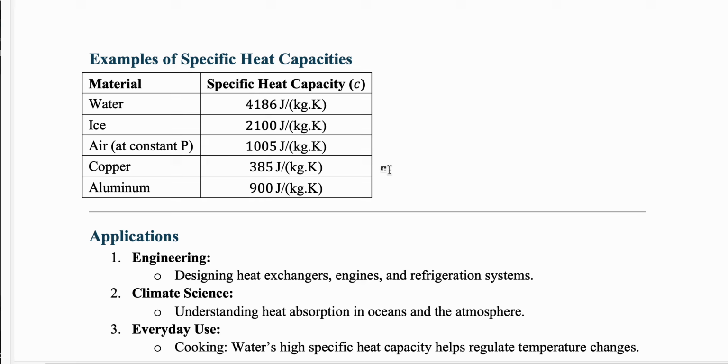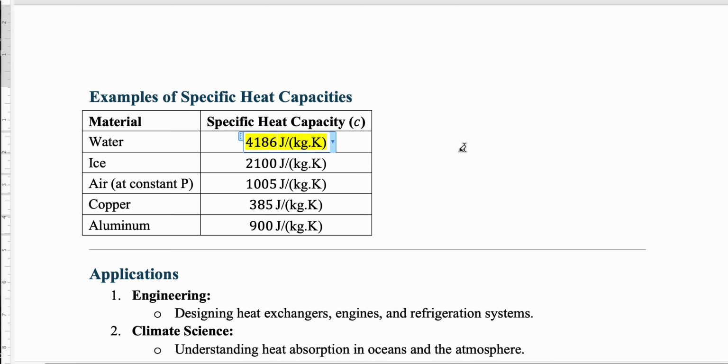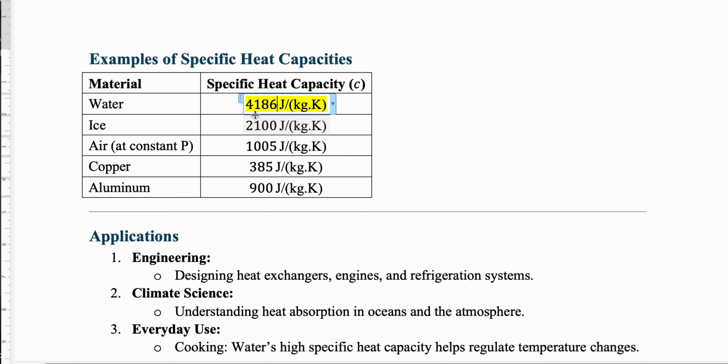These are some values. Sometimes you'll be given numerical problems, and in numericals this will most of the time be provided, but some of the values we should remember. At least for water, it is 4186 joule per kg Kelvin. You can convert it to calories and so on, but this is what you should remember: 4186 in SI units, joule per kg Kelvin. You can see that this is the value of specific heat and not heat capacity, because heat capacity depends on mass. Specific heat capacity does not depend on mass, it is per unit mass.